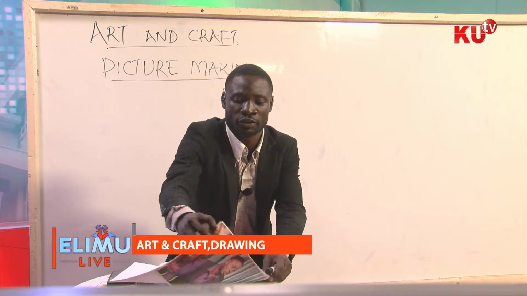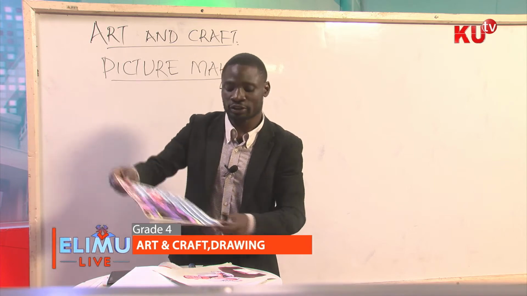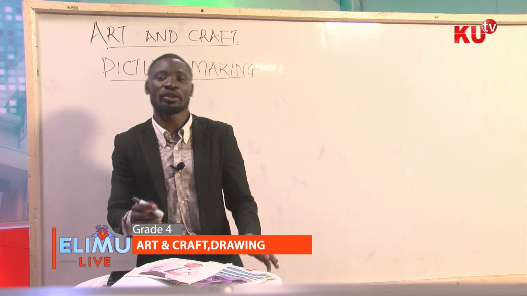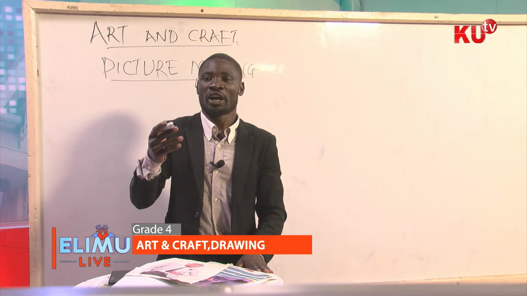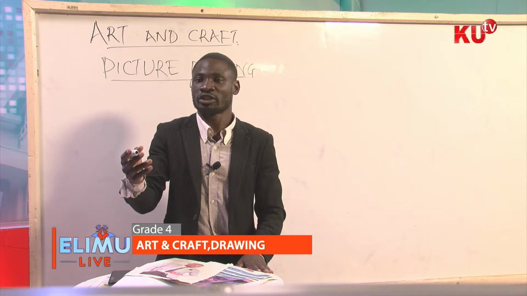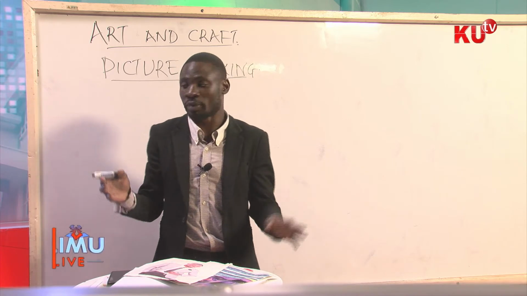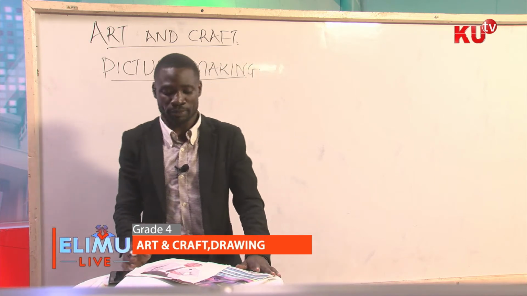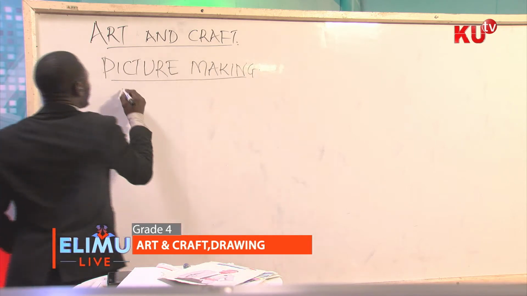We have varieties of them. This is another one. These are pictures. It can be a picture of anything, a picture of a building, a flower, a plant, a picture of an animal, anything that you desire to make. So today I want us to talk about picture making, and under picture making we will talk about drawing.